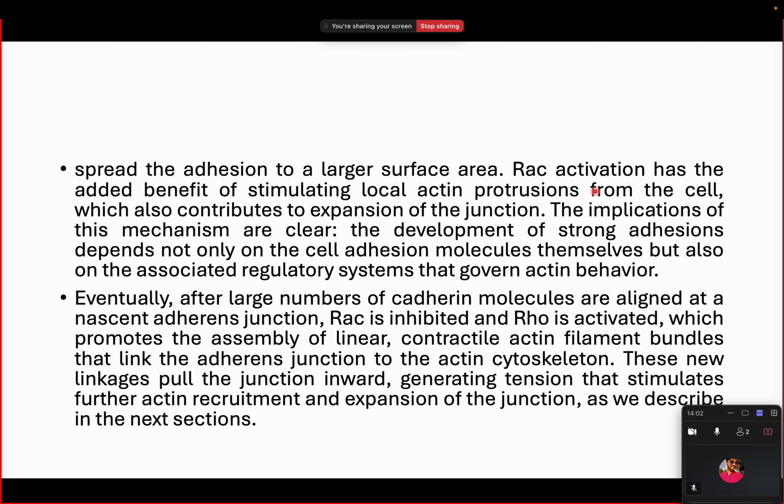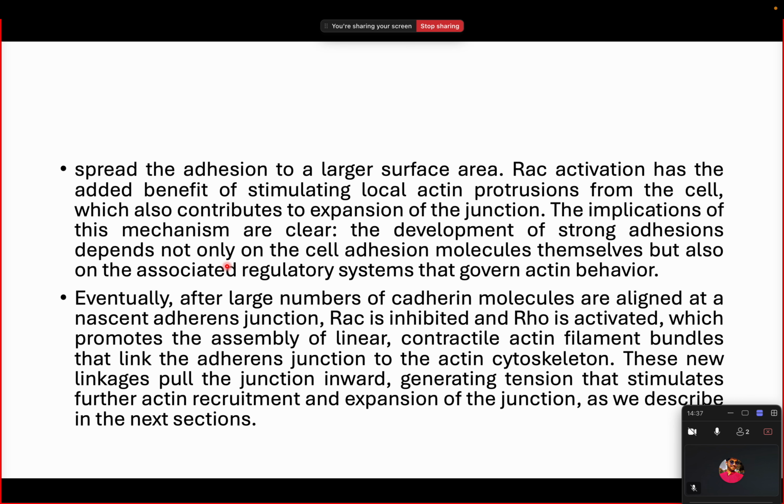So RAC activation has the added benefit of stimulating local actin protrusions from the cell, which also contributes to expansion of the junction, right? The implications of this mechanism are clear. The development of strong adhesions depends not only on the cell adhesion molecules themselves, but also on the associated regulatory systems that govern actin behavior, which means our RAC, Rho, myosin, these intracellular filaments.